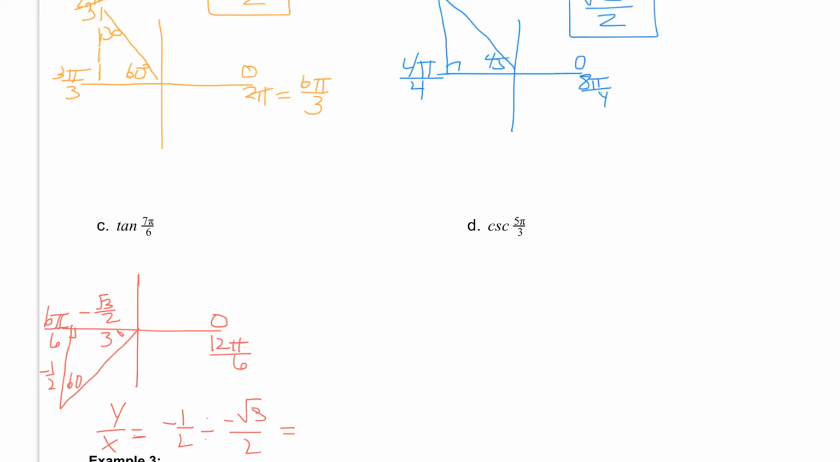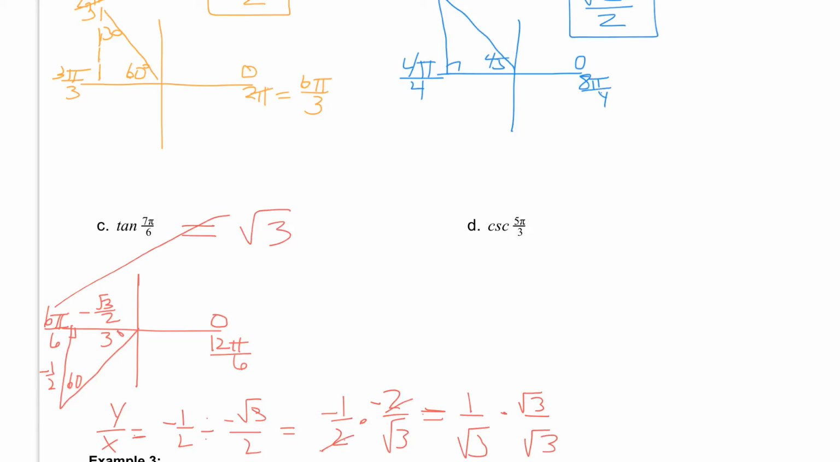Changing division to multiplication, I get negative 1/2 times negative 2 over the square root of 3. So this is going to cancel here and here. A negative times a negative is a positive, so I get 1 over the square root of 3. And then if I rationalize it by multiplying by the square root of 3 over itself, I end up with my answer of square root of 3 over 3.